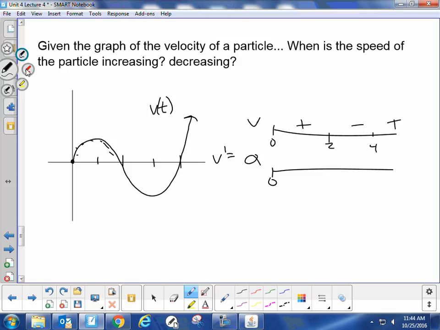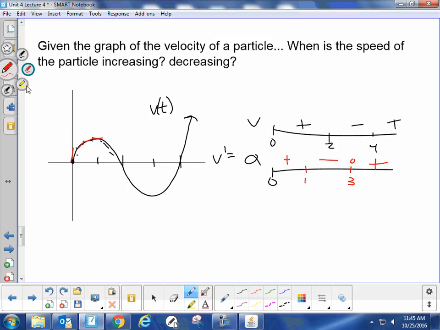But what about the acceleration, the derivative of my velocity? Positive until I get to 1 where it's 0. Negative until I get to 3 when it's 0. And then positive after 3.